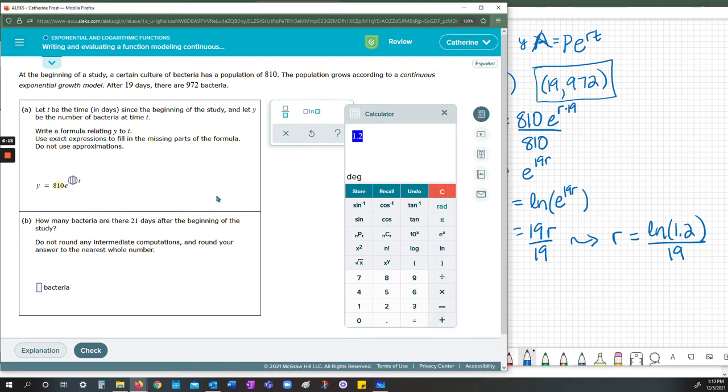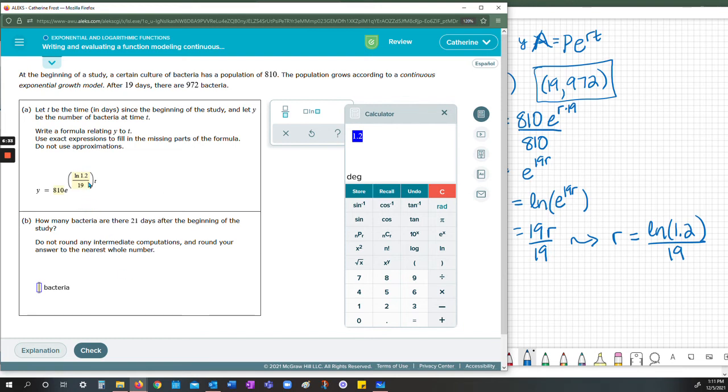All right. So we've got these two things here. So let's do the fraction and then the natural log. So that kind of gives you a hint that you should be using natural log. So here's natural log of, oh, what am I doing? 1.2 and then 19.